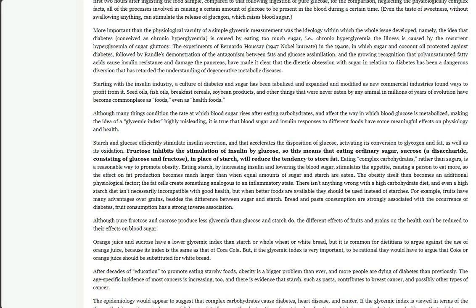The experiments of Bernardo Houssay, 1947 Nobel laureate, in the 1940s, in which sugar and coconut oil protected against diabetes, followed by Randall's demonstration of the antagonism between fats and glucose assimilation, and the growing recognition that polyunsaturated fatty acids cause insulin resistance and damage the pancreas, have made it clear that the dietetic obsession with sugar in relation to diabetes has been a dangerous diversion that has retarded the understanding of degenerative metabolic diseases.